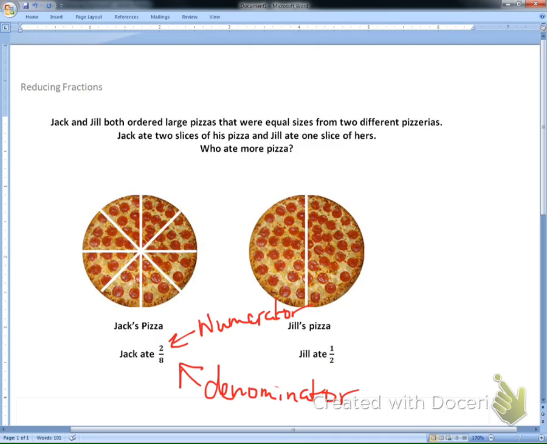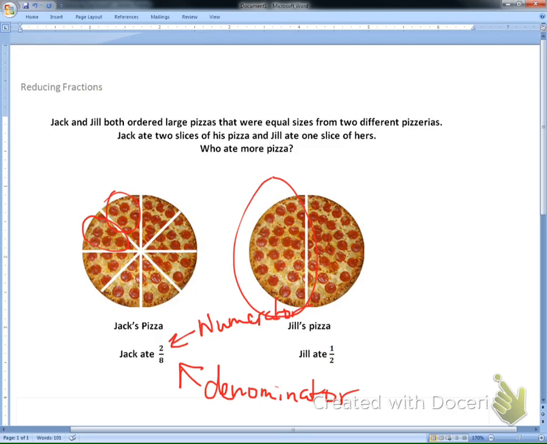The numerator describes how many slices you have or you ate, but the bottom number describes how many slices make up that whole. So that's why Jack ate 2 of his slices, but there's 8 slices altogether that makes the 1 whole pizza. So you can describe his pizza as 2 eighths. Jill ate just 1 of her 2 slices, so that's why Jill ate 1/2. Now there are other ways to describe the same quantity of either pizza.